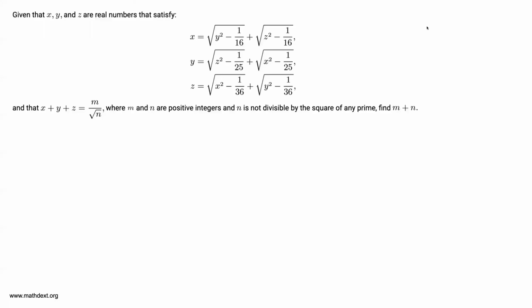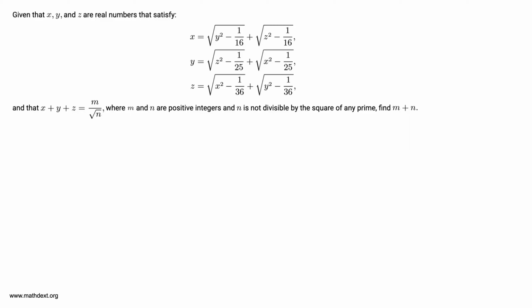Given that x, y, and z are real numbers that satisfy x equals the square root of y squared minus 1 over 16 plus the square root of z squared minus 1 over 36, y is equal to the square root of z squared minus 1 over 25 plus the square root of x squared minus 1 over 25, and z equals the square root of x squared minus 1 over 36 plus the square root of y squared minus 1 over 36. And that x plus y plus z equals m over n, square root of n, where m and n are positive integers and n is not divisible by the square root of any prime.